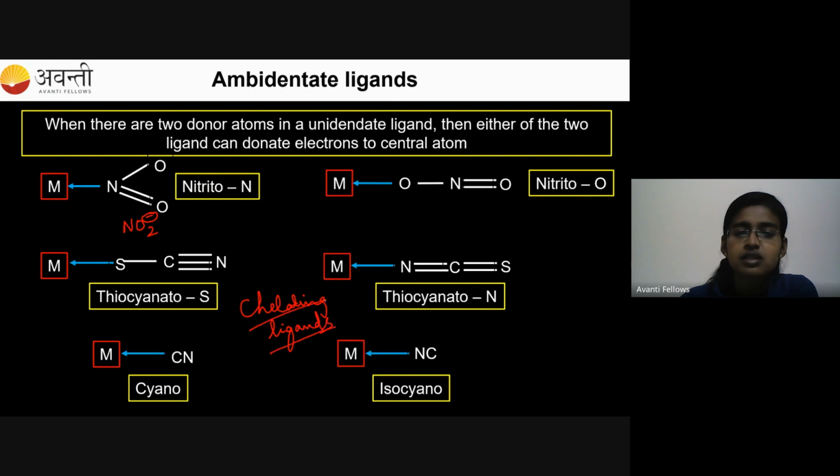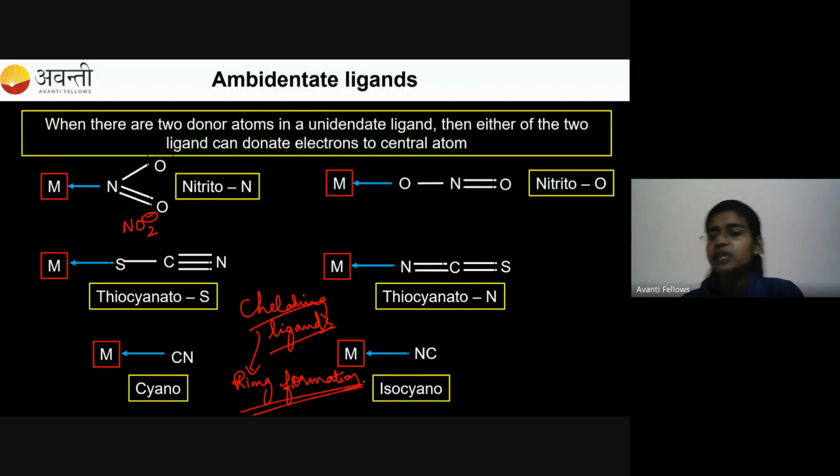Chelation means ring formation. So the ligands which are able to form the ring with the metal atom are called chelating ligands. There is one very important point related to this: chelating ligand containing complexes are more stable.